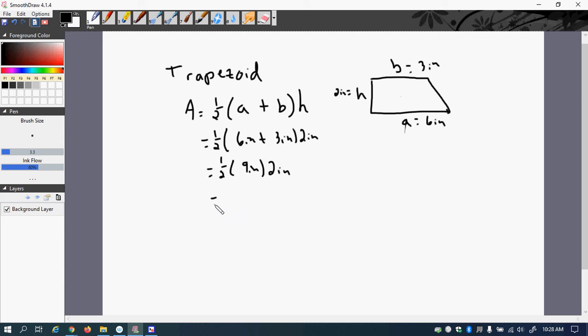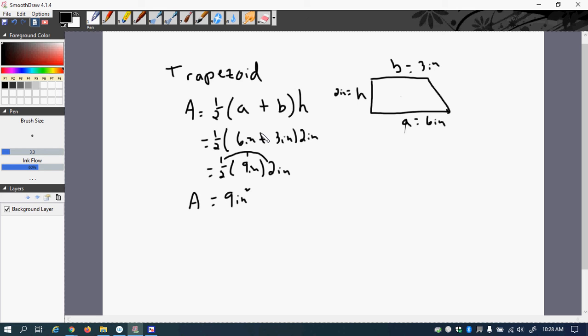Now the next thing to do is to multiply. I'm going to multiply the 1/2 times the 2, because that gives me 2 times 1/2, which is 2 over 2, which is 1. So that becomes 1 inch. And then 1 times the 9 gives me 9 inches squared. And so now I know the area of my trapezoid, which is 9 inches squared. This is how you use the formula for the trapezoid.